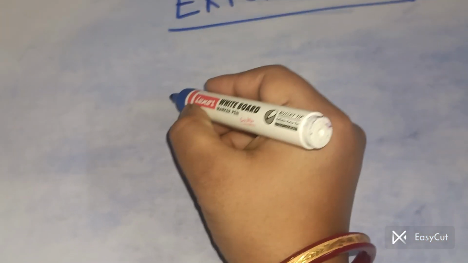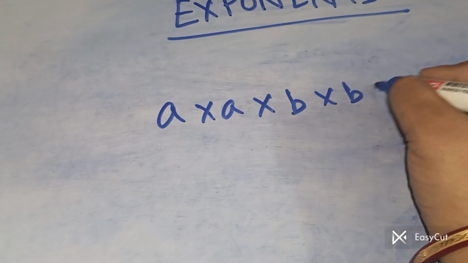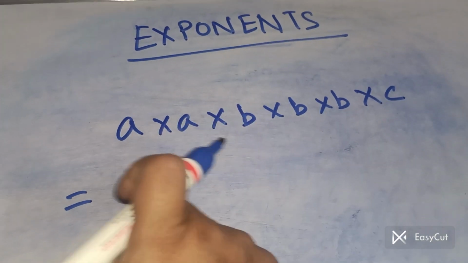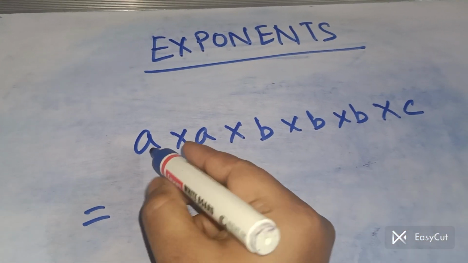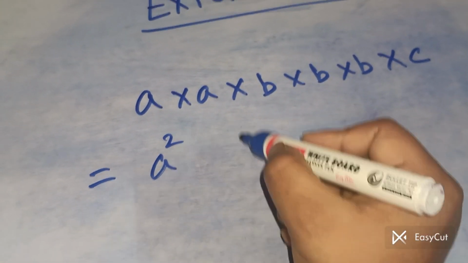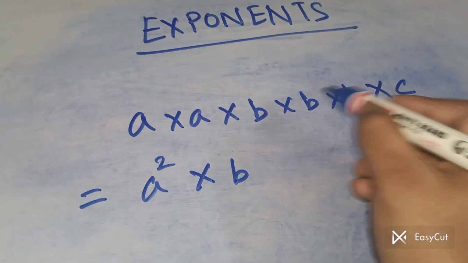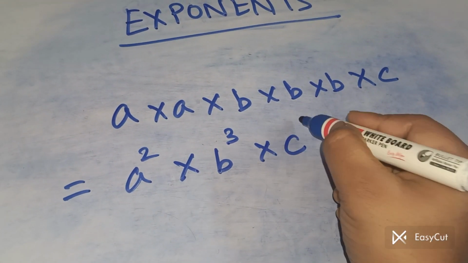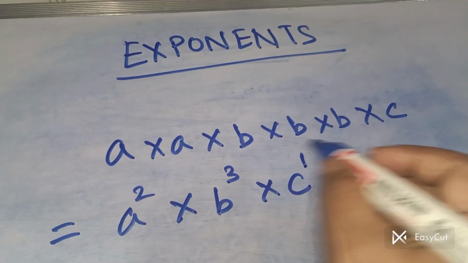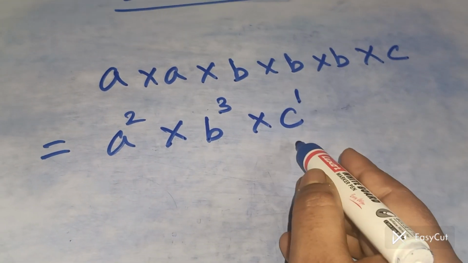Next example, suppose we are writing a into b into b into b into c. So if we write it together, how many a's are there? 1 and 2. So we'll write a to the power 2 multiplied by b. How many b's are there? 1, 2, 3, and c 1. We generally don't write the power as 1, but here to explain this I am writing it. So this is written in the exponential form.